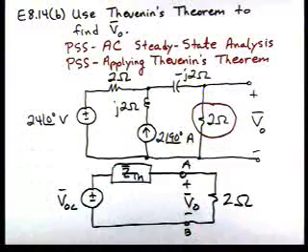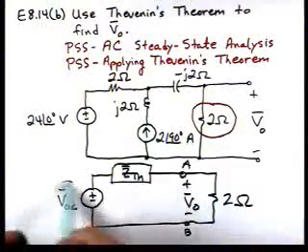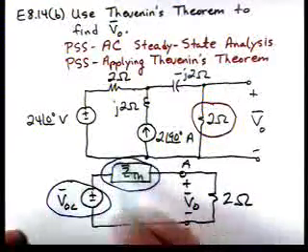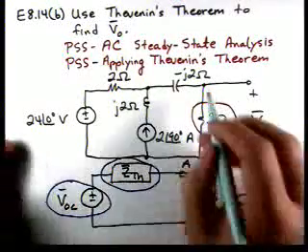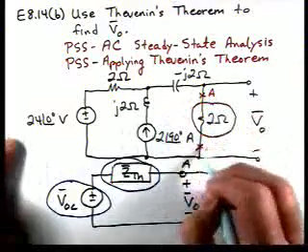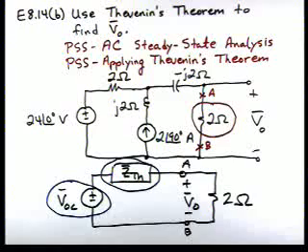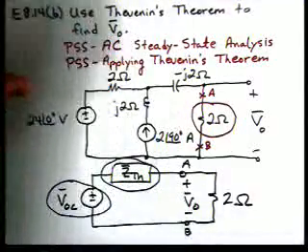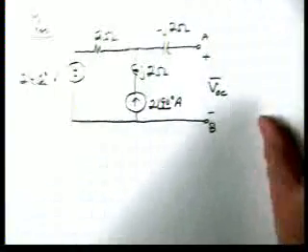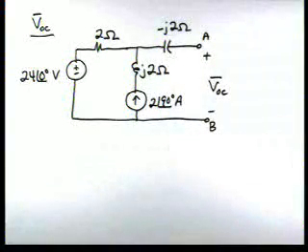Our task is to find the open circuit voltage and Z Thevenin, and for reference on our circuit, here are points A and B. As the problem-solving strategy states, we'll now remove the load and find the open circuit voltage at the terminals A and B. So here's our circuit for calculating the open circuit voltage.